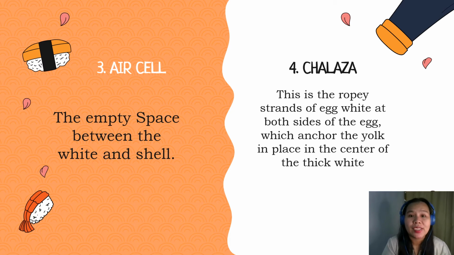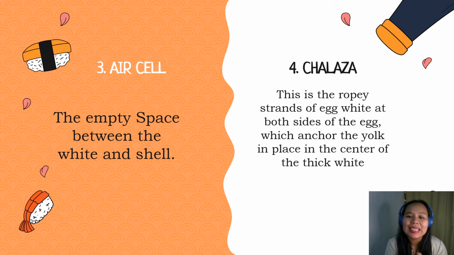Our next part is called the air cell. It is the empty space between the white and the shell. It is found at the large end of the egg, and barely exists in newly laid eggs. How does it happen? It is because when egg is first laid, it is warm, and as it cools, the content contracts and the inner shell membrane separates from the outer shell membrane. That way, air cell is formed.